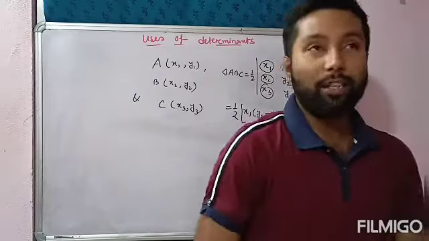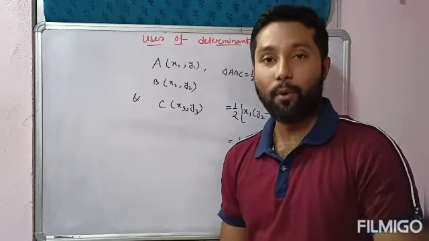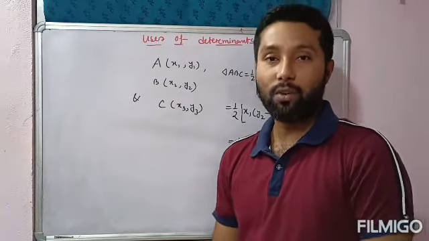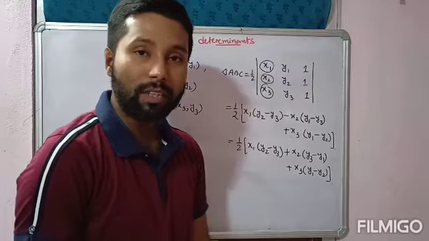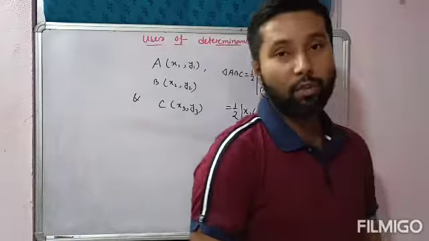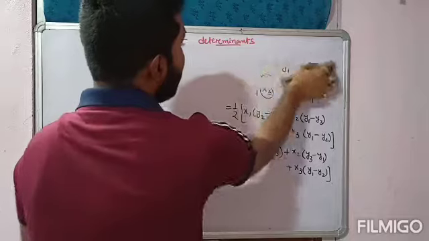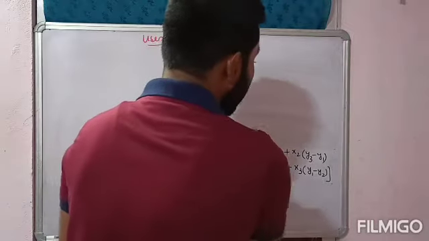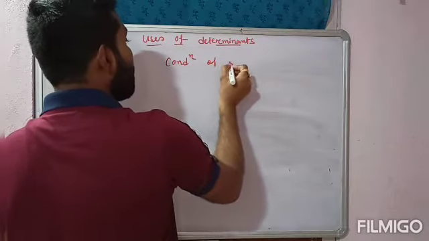what is the condition of collinearity? What do you mean by collinearity? Collinearity means when the points lie on the same line. When the points lie on the same line, then we can say that the points are collinear, right? So when are points collinear? If the area of a triangle is equal to 0, then only we can say that the points are collinear. So in the concept of collinearity also, determinant is used. Condition of collinearity.